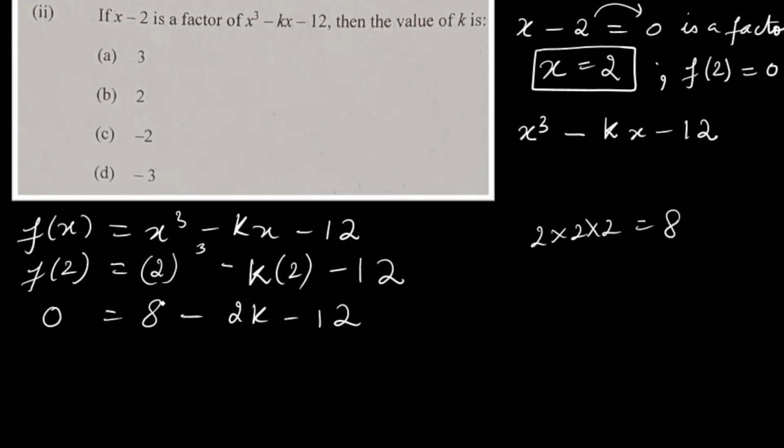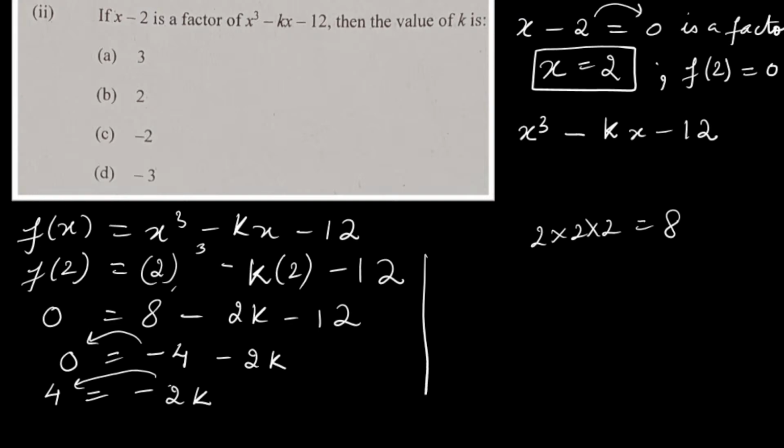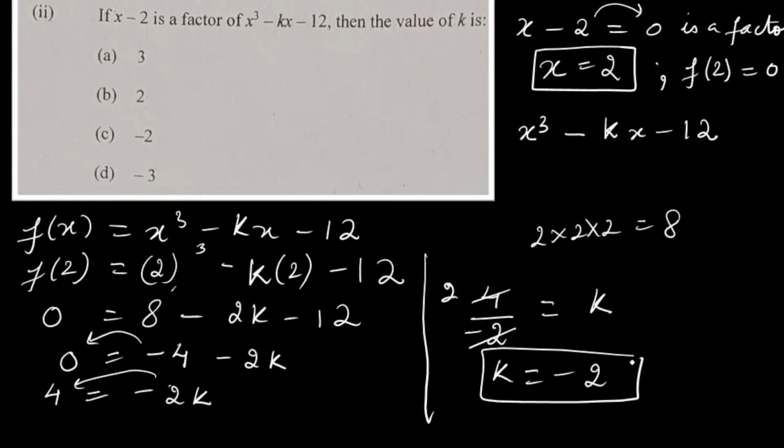Like terms we can add. So 8 minus 12, 8 and minus 12 are like terms. So 8 minus 12 is minus 4 minus 2k. So minus 4 will shift to this side. Minus 4 when we shift it will become positive 4. So minus 2k is equal to 4. Now minus 2 we will shift to the other side. So k equals 4 divided by minus 2, because it's getting multiplied here. So we can do cancellation now. So k's value will be equal to minus 2.